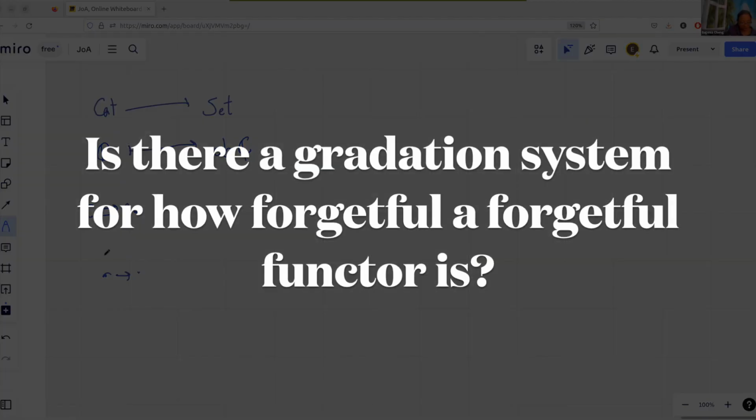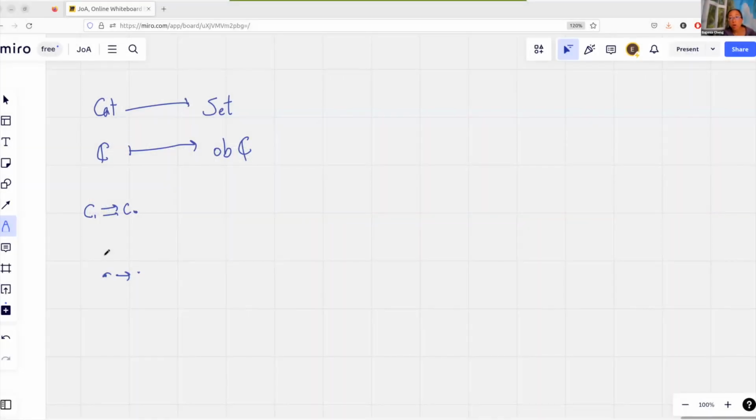Is there a gradation system for how forgetful a forgetful functor is? Good question. There isn't a formal one because there are so many different ways of being a forgetful functor. In a way, there isn't even really quite a definition of forgetful functor. It's more an idea than anything else. Certainly, you could put them in order if you can forget progressively, if there are forgetful functors, but that's a kind of quick definition, isn't it? Because then you know what a forgetful functor is.